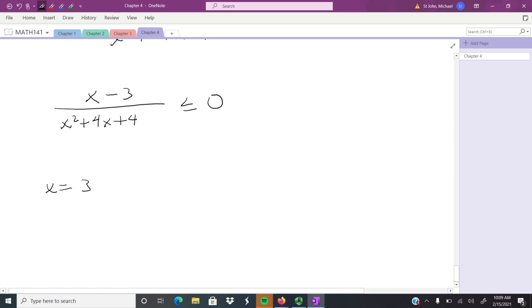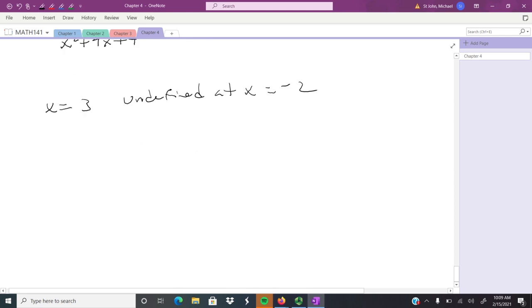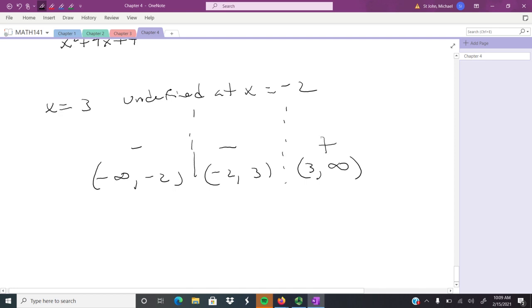We'll make that a 0. Okay? We also know that this thing is going to be undefined at x equals negative 2. So we have negative infinity to negative 2, negative 2 to 3, and then 3 to infinity. Well, negative infinity to negative 2, this will end up being a negative number. Between negative 2 and 3, it's also a negative number. And when we get greater than 3, we do become a positive number.